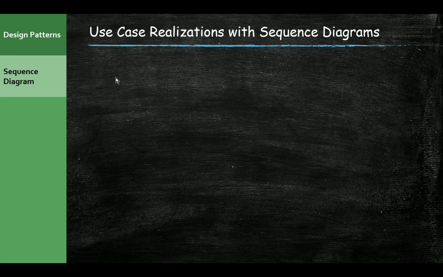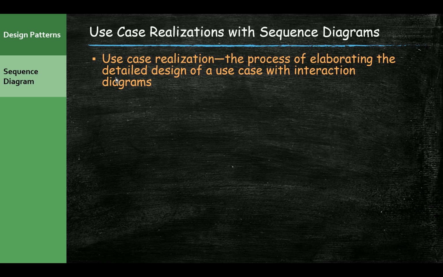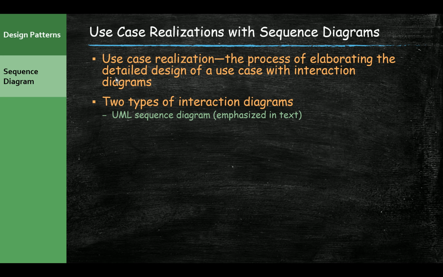All right, so now we've got these design patterns figured out. Let's take a look at doing some modeling techniques that are a little bit beyond what we've done so far with the class diagram. So we talked about design class diagrams in the previous presentation. Now we're going to talk about sequence diagrams, which of course goes hand in hand with all the other models that we've talked about. So use case realization is the process of elaborating the detailed design of a use case with interaction diagrams. Two types of interaction diagrams. We have sequence diagrams, which is emphasized in your textbook, and we also have communication diagrams, which are kind of introduced in your textbook but not elaborated on into any detail. We're going to take a look at both of these.